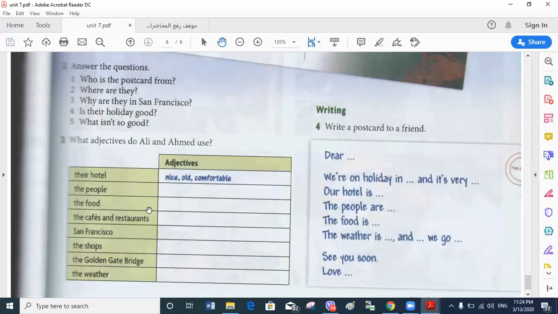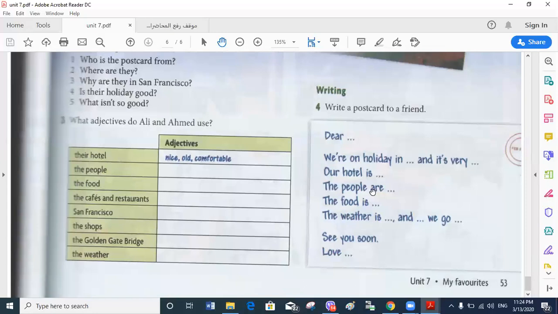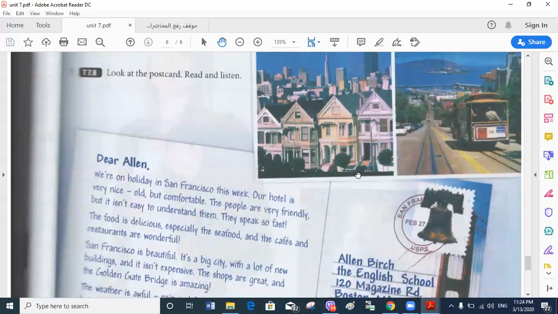It's delicious and something like that. In the final job from this unit, you can write your postcard to a friend talking about your holiday, where you are, your hotel, and the people, and so on. And also, you can solve all these to teach you how to write your postcard.